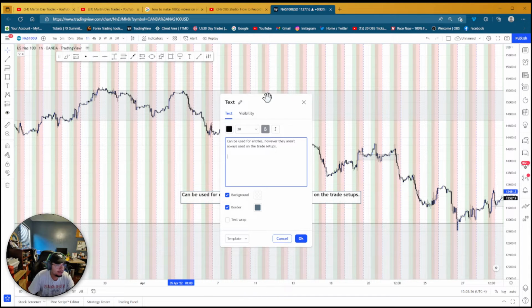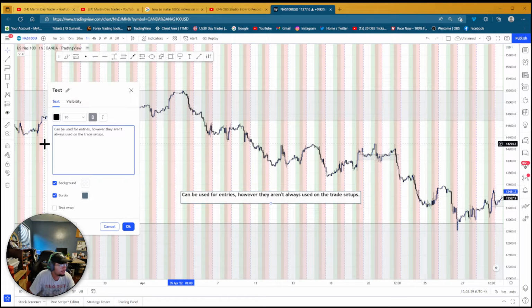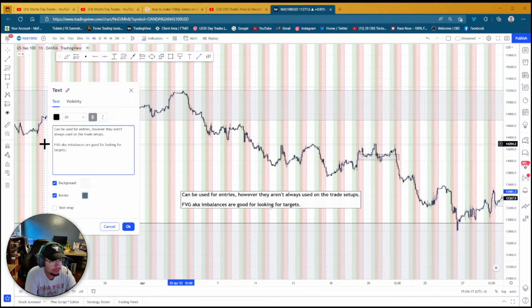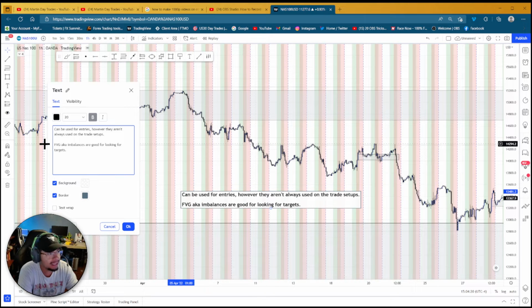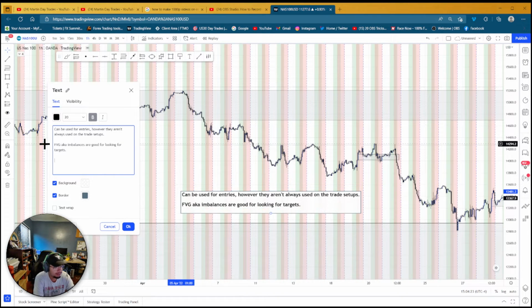So what are fair value gaps good for? Fair value gaps, aka imbalances, are good for looking for targets. So when you're looking to enter a trade, there's three steps to entering a trade. Three steps to entering a trade. One, it's the entry price.